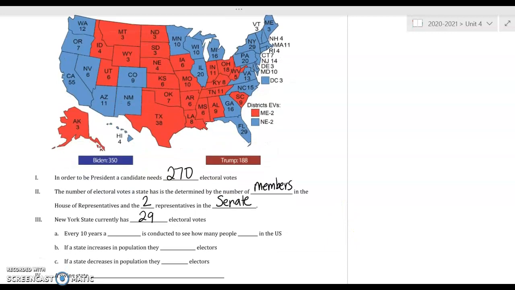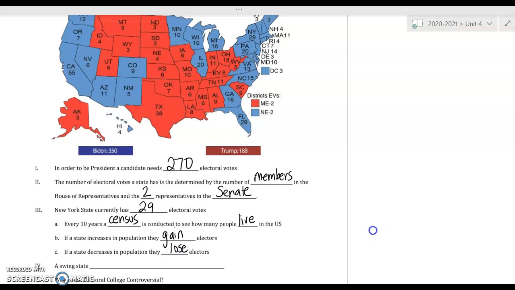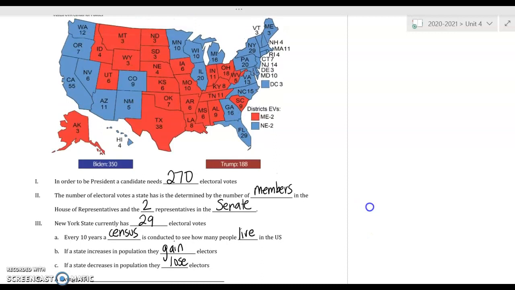So every 10 years, a census is done to see how many people live in the United States. That's actually being done this year. And so if a state increases in population, they gain electors in the Electoral College. And if the state decreases in population, they lose electors in the Electoral College. And New York will probably lose a few electors in this most recent census.